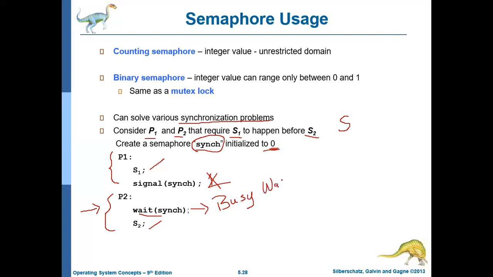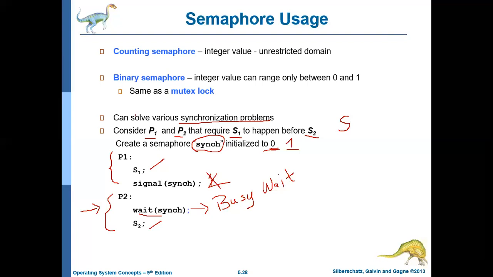Maybe after some time P1 will get access and P1 will execute S1 and then call signal. When it calls signal, sync will be incremented to 1. The moment sync is incremented to 1, P2 will come out of busy wait and then execute S2. So like this, a semaphore can also be used to solve other synchronization problems.